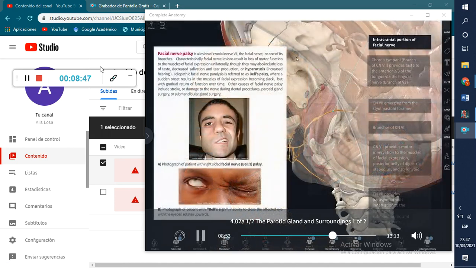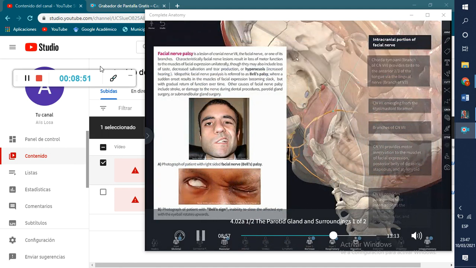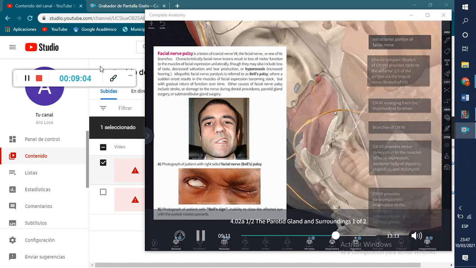Now let's talk briefly about what happens if you have the facial nerve or parts of the facial nerve that suddenly do not work anymore. So in that case you will be talking of a facial nerve palsy, and sometimes people call this, or variants of this, also Bell's palsy. Okay, here's your intracranial portion of the facial nerve.